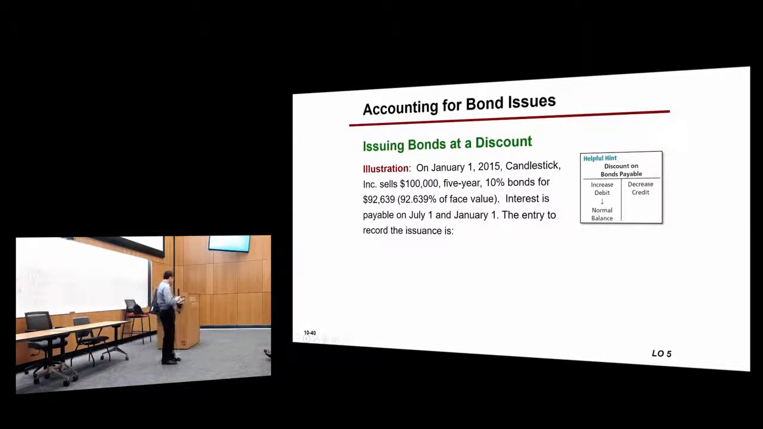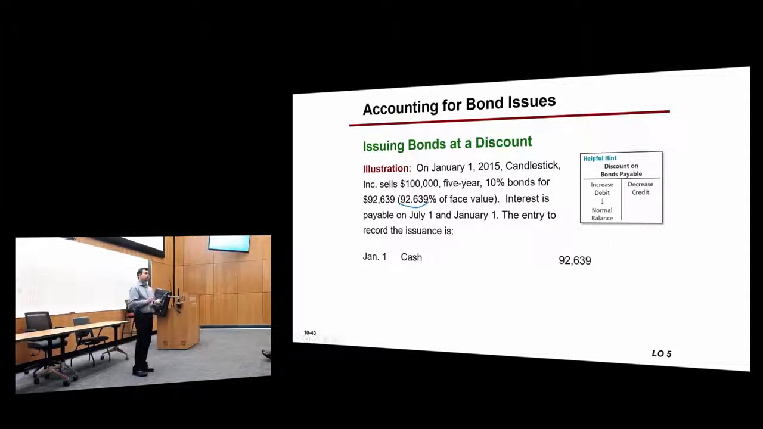In this example, the company is selling the same bond, however, here they are selling it at 92.639. So how much cash will the company receive? 92,639. This is the amount of cash that will be debited. That's how much the company will receive in cash. What about bonds payable? Still at face value. Bonds payable will always be at face value, which is 100,000.